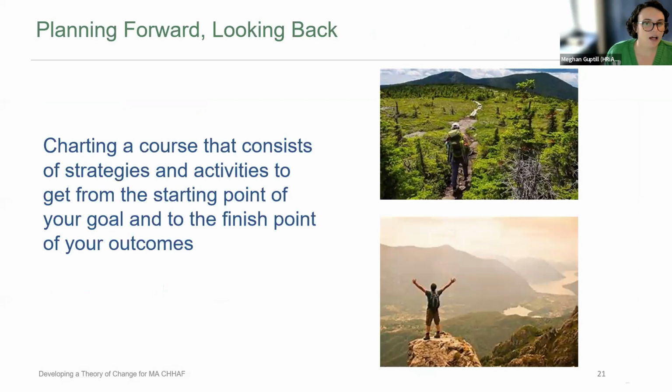And really, when you're developing a theory of change, you are planning forward and looking backwards. So you want to look towards the future and plan, where is it that I want to be, how am I going to get there, and then look backwards. How will I know that I have done what I needed to do? How will I know that I have gotten to the place that I want to get to in the future?